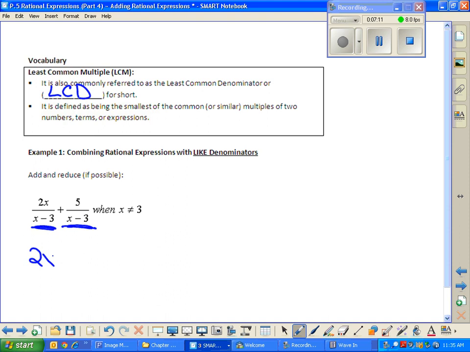So we're going to do 2x plus 5. And then the denominator just comes along for the ride. So that's over x minus 3. We try to reduce it if we can, like Nicolette pointed out. We try to reduce it if we can, and we can't. So we're done. I have a question for you, though.